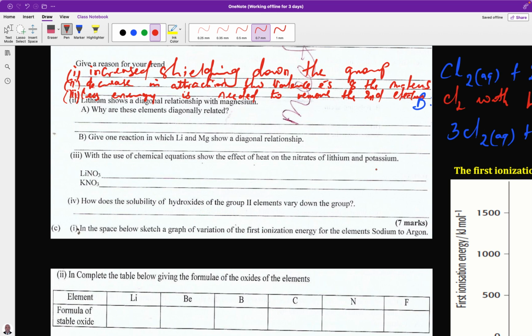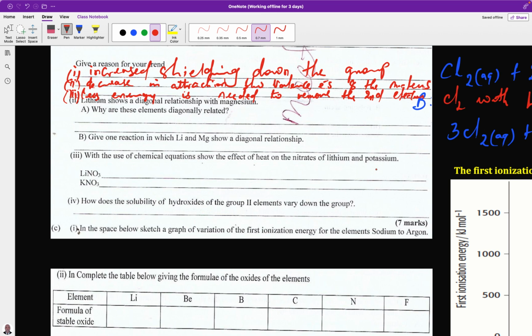And their hydroxides, the hydroxides of lithium and magnesium are weak bases. Their hydroxides are weak bases. So that is it. Question number 3.